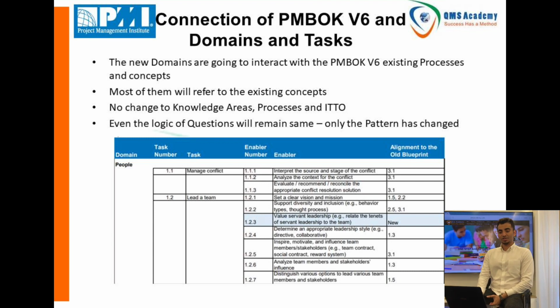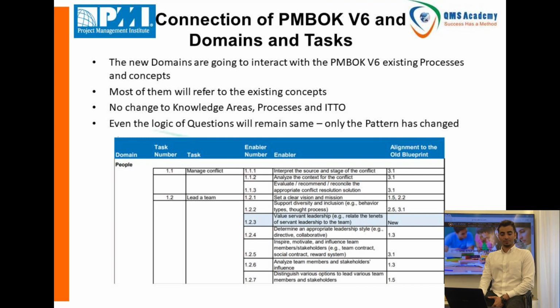Now if you see here, just to show the people domain, which has tasks like manage conflict, which is just an example that I'm going to show you, and that has certain enablers. So this has these 3 enablers. If you see this first enabler, which is interpret the source and stage of the conflict. Now this enabler, which falls under the task of manage conflict, which falls under the domain of people, has been mapped to 3.1 of PMBOK version 6.